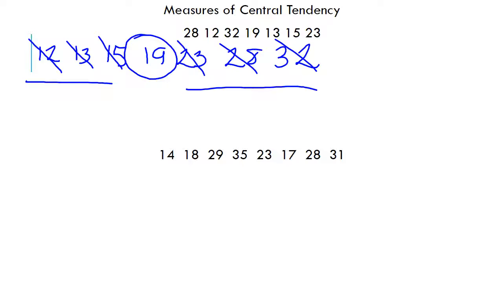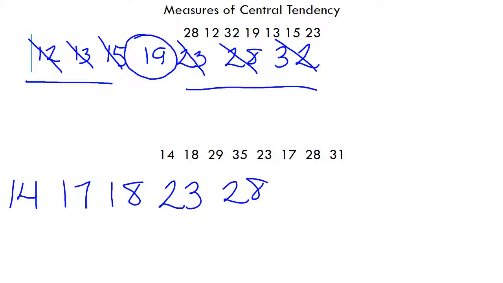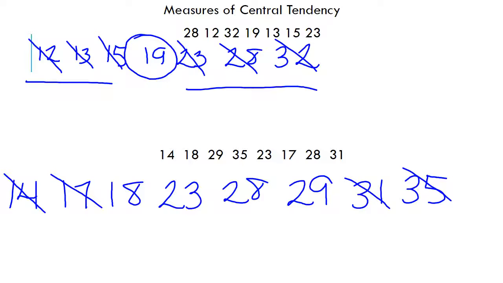So let's look at the next set underneath here. And let's go ahead and do our first step and list it in order from least to greatest. So we're going to have 14, 17, 18, 23, 28, 29, 31, and 35. So let's go ahead and cross out one in the front, the back, front and back, front and back.